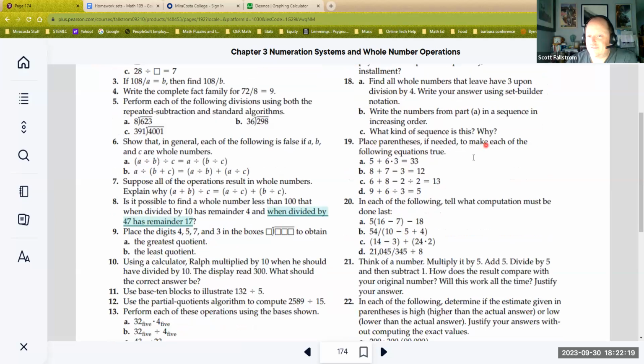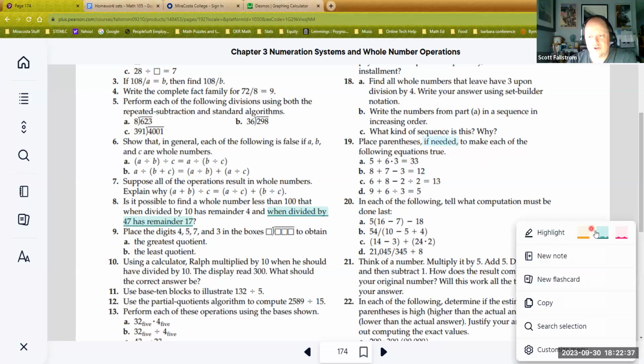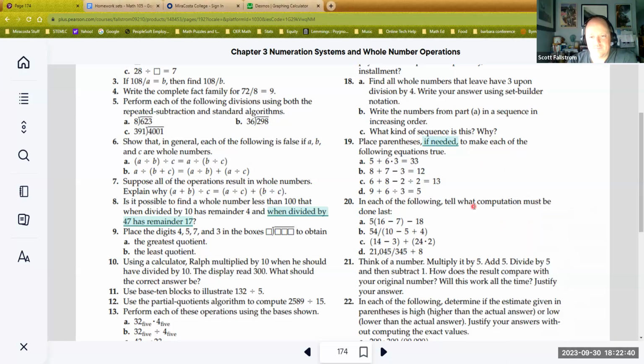Place parentheses if needed. So remember your order of operations. Remember what comes first. Remember what comes next. And then put parentheses in if you need to. So for example, if I was doing part B, 8 plus 7 would be 15. I take away 3, that gives me 12. I don't need parentheses here. So I don't need them. And it says if needed. So I don't want to just put parentheses where I don't need them.